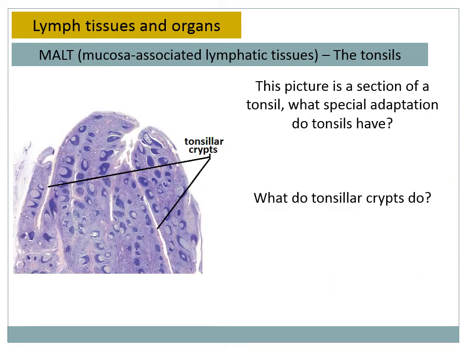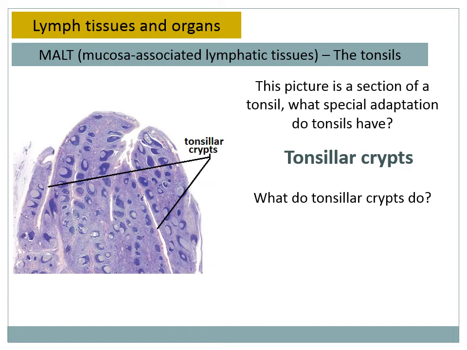Looking at this figure here to the left, this is a section of a tonsil, which means they took a tonsil and cut out a very small portion of it and looked at it underneath a microscope. And we can see that our tonsils have a special adaptation. What special adaptation do tonsils have? They have these things called tonsillar crypts.